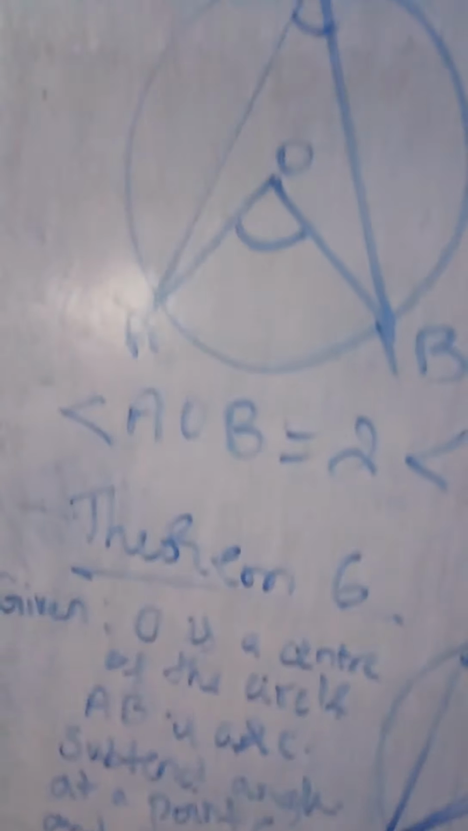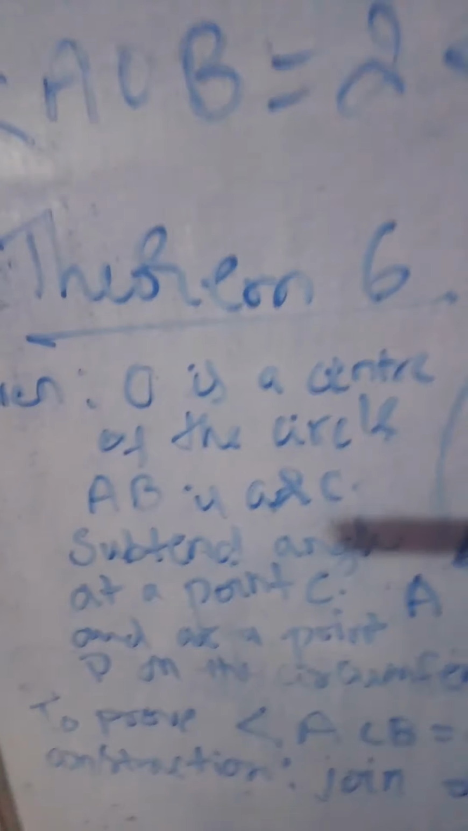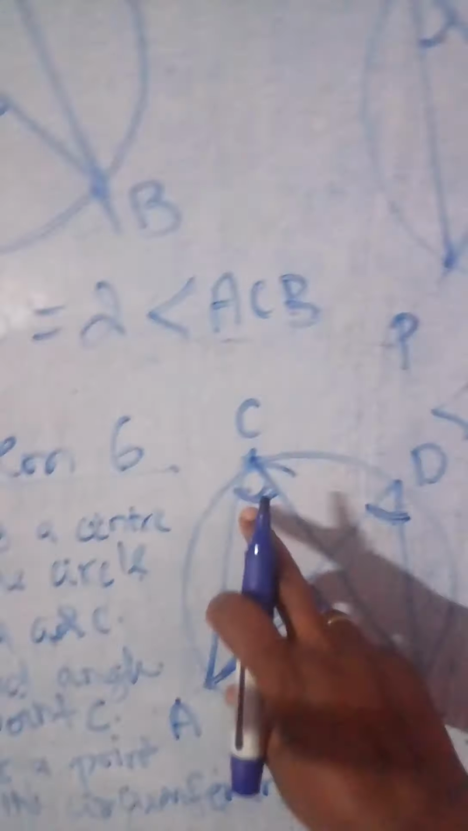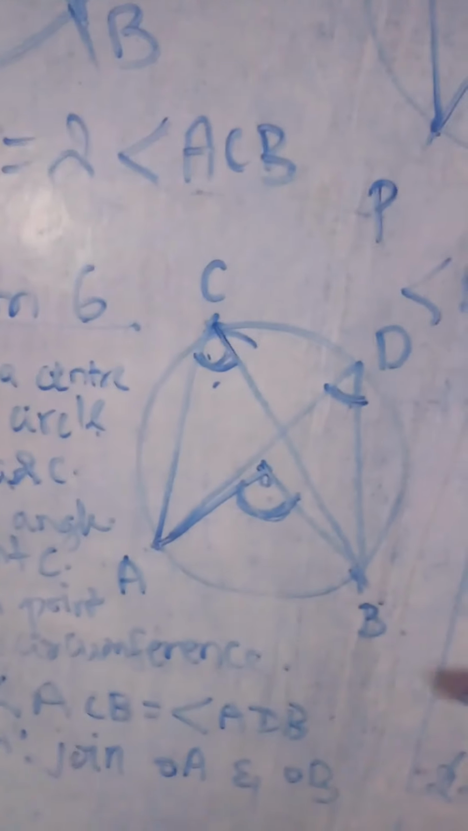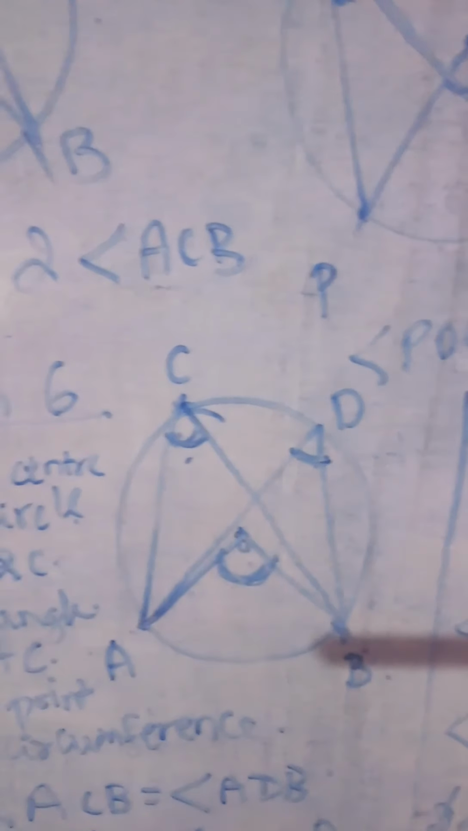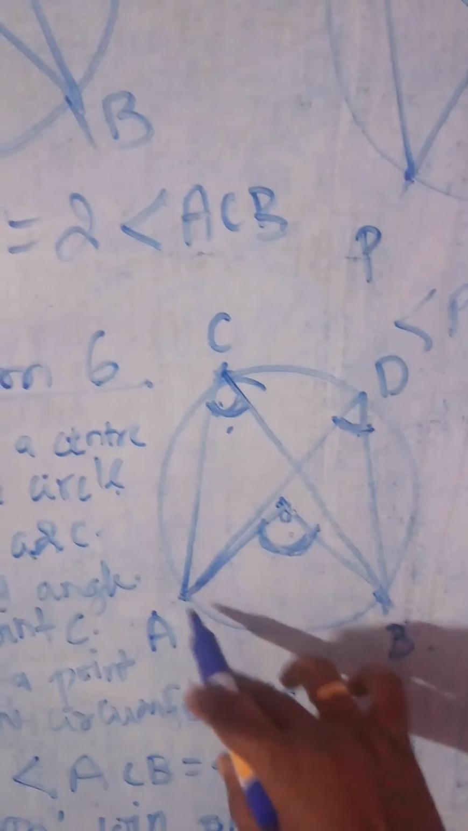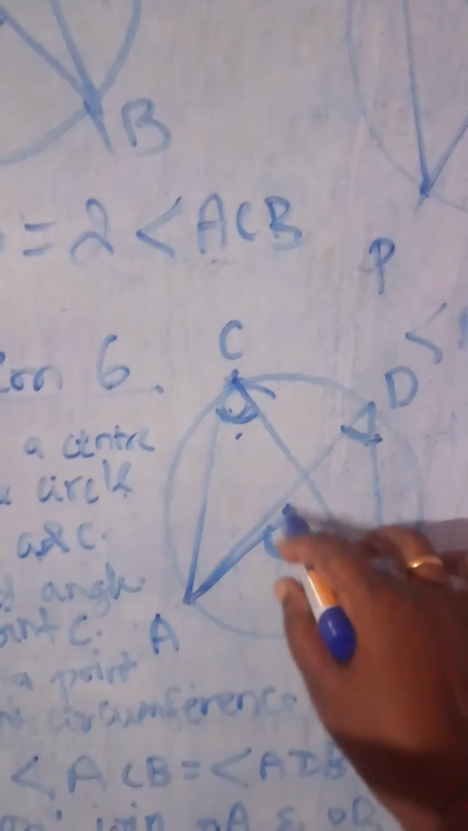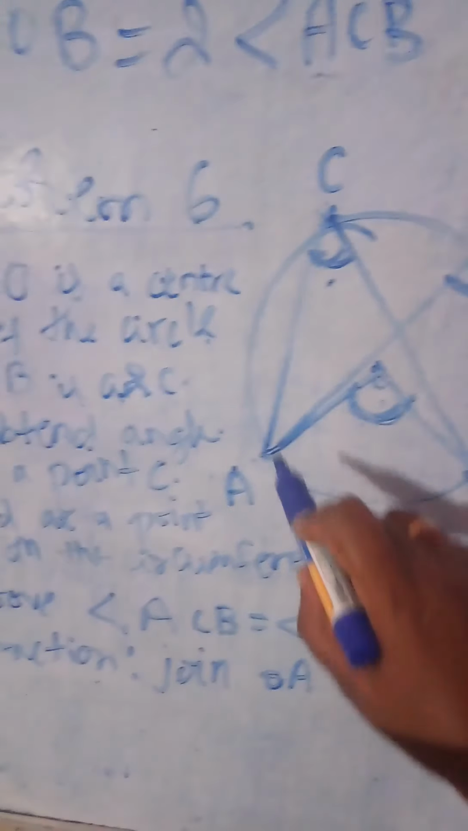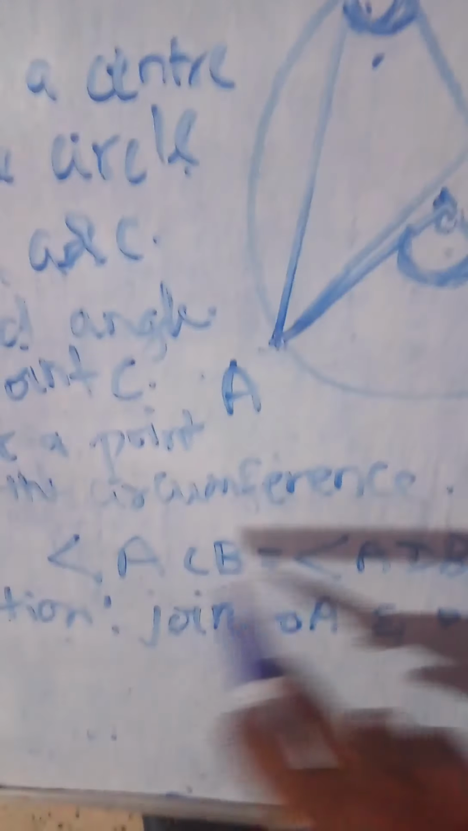Now, I'll just explain everything once again, the theorem. We need to prove that the angles subtended in the same segment are equal. This is the statement that you should remember always. Given: O is the center of the circle, AB is the arc. Now this subtends an angle at the center and then angles at the circumference at C and D. We need to prove that ACB is equal to ADB.